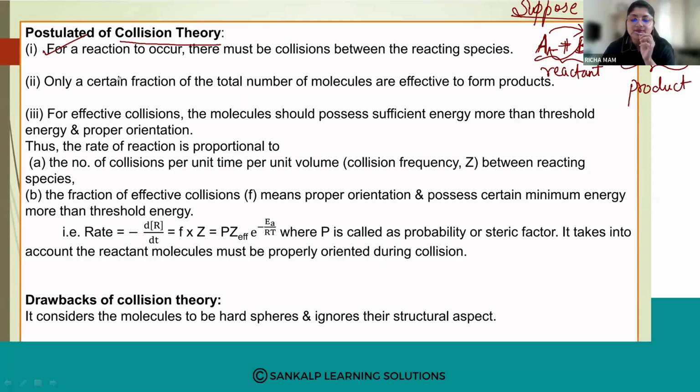Then the second is that all the collisions are not effective. Only those collisions between molecules having the necessary minimum amount of energy for the reaction collide effectively and get converted into product. Suppose I have a container, and in that I have molecules. I have added two different types of molecules.